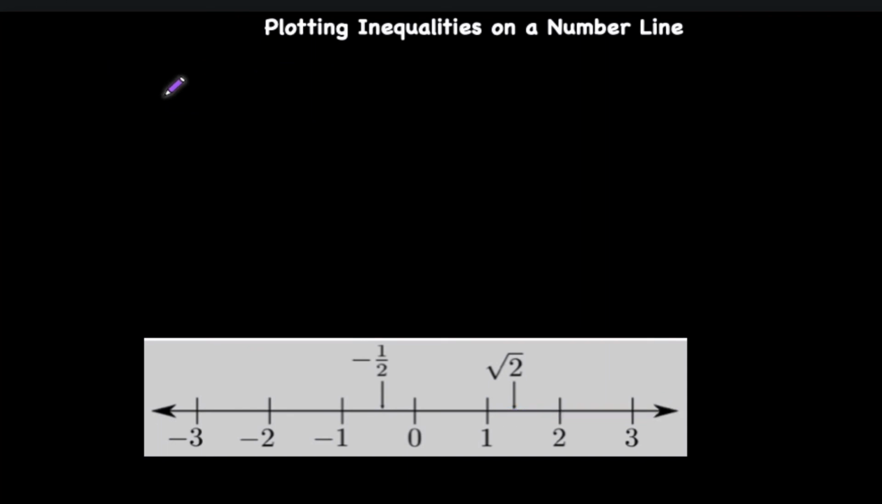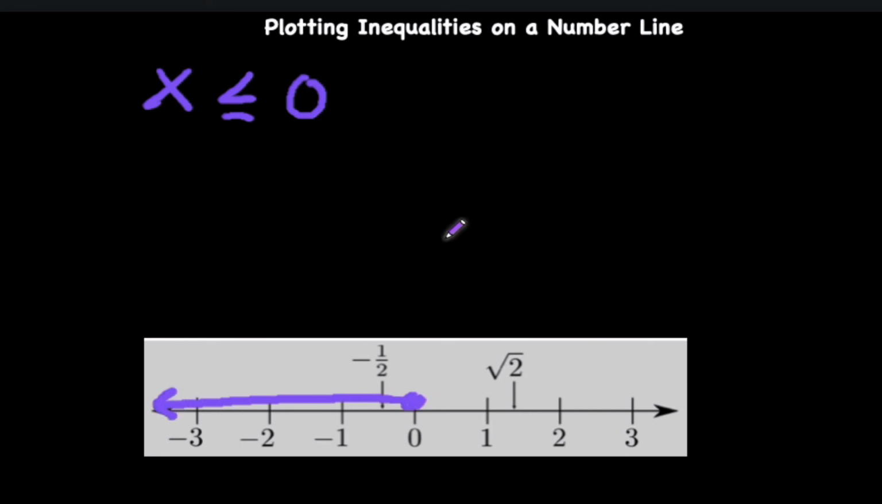So let's say you're given x is less than or equal to 0. So we know that this will be a closed circle. We're going to place it on the 0. And why is it a closed circle? Because we're saying less than or equal to. And we are shading to the left because we're saying x is less than or equal to 0. So that means 0 is included in this solution.